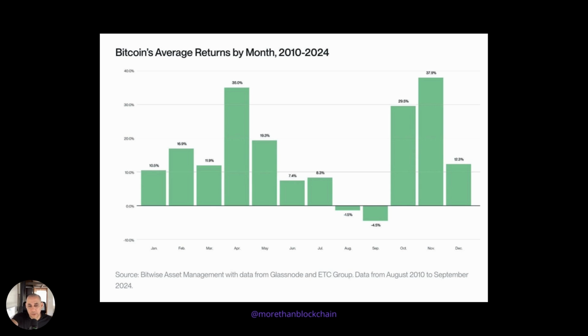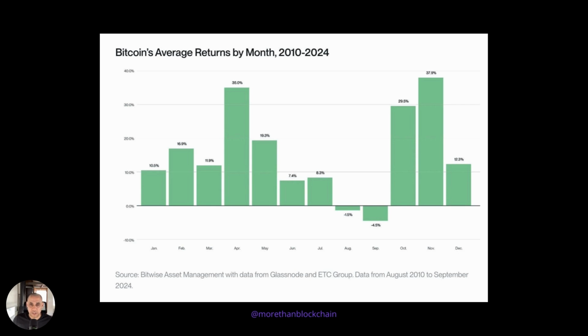And if you look at the bottom, the source says Bitwise Asset Management with data from Glassnode and ETC Group, data from August 2010 to September 2024. This is basically 95%, if not more, of Bitcoin's life. So this is going to be very good information. As you can see on this chart, October, November, and December, the price does go up after historically over these 14 years going down in September.